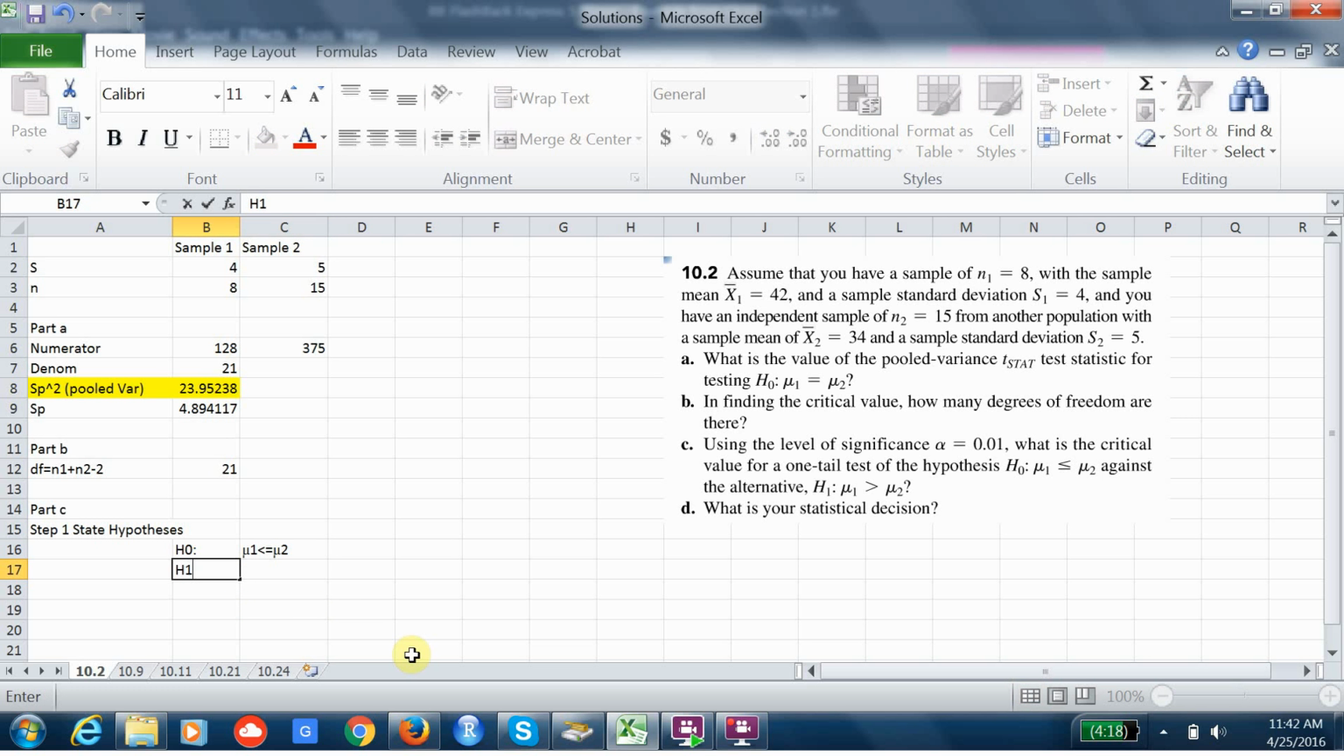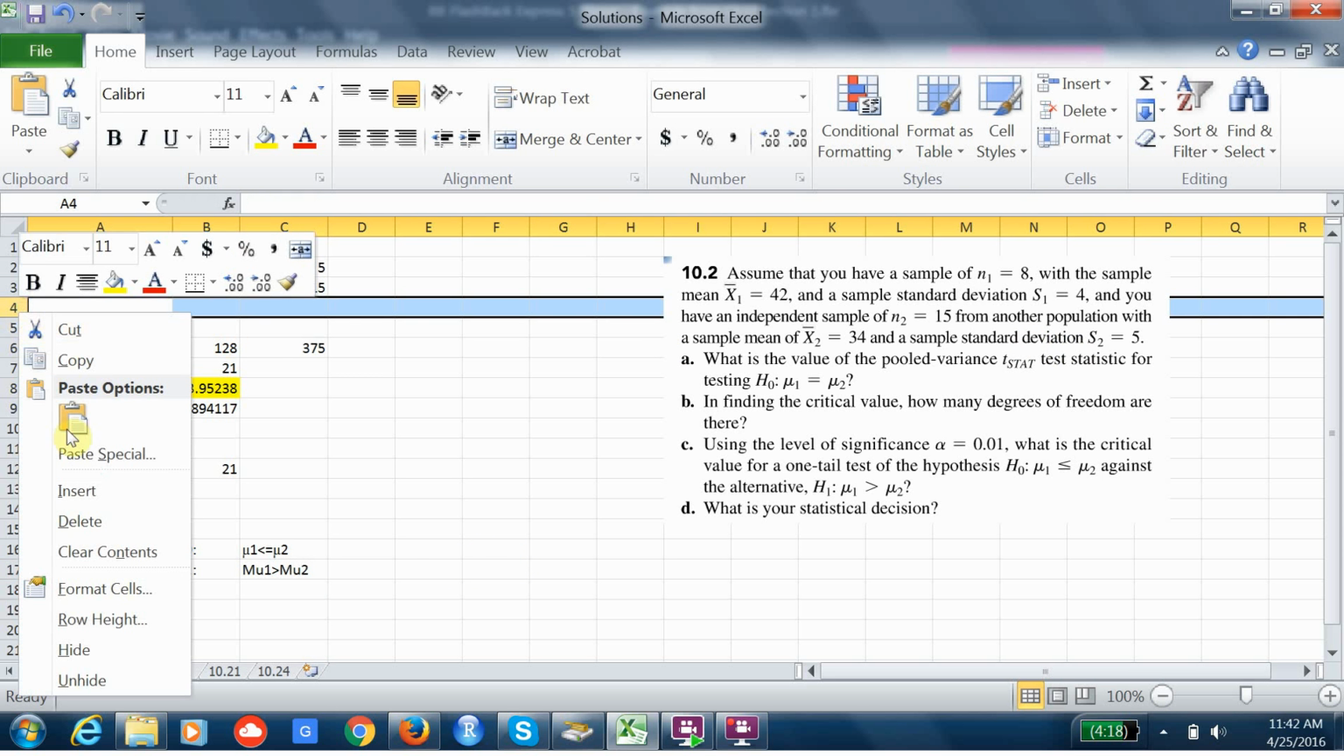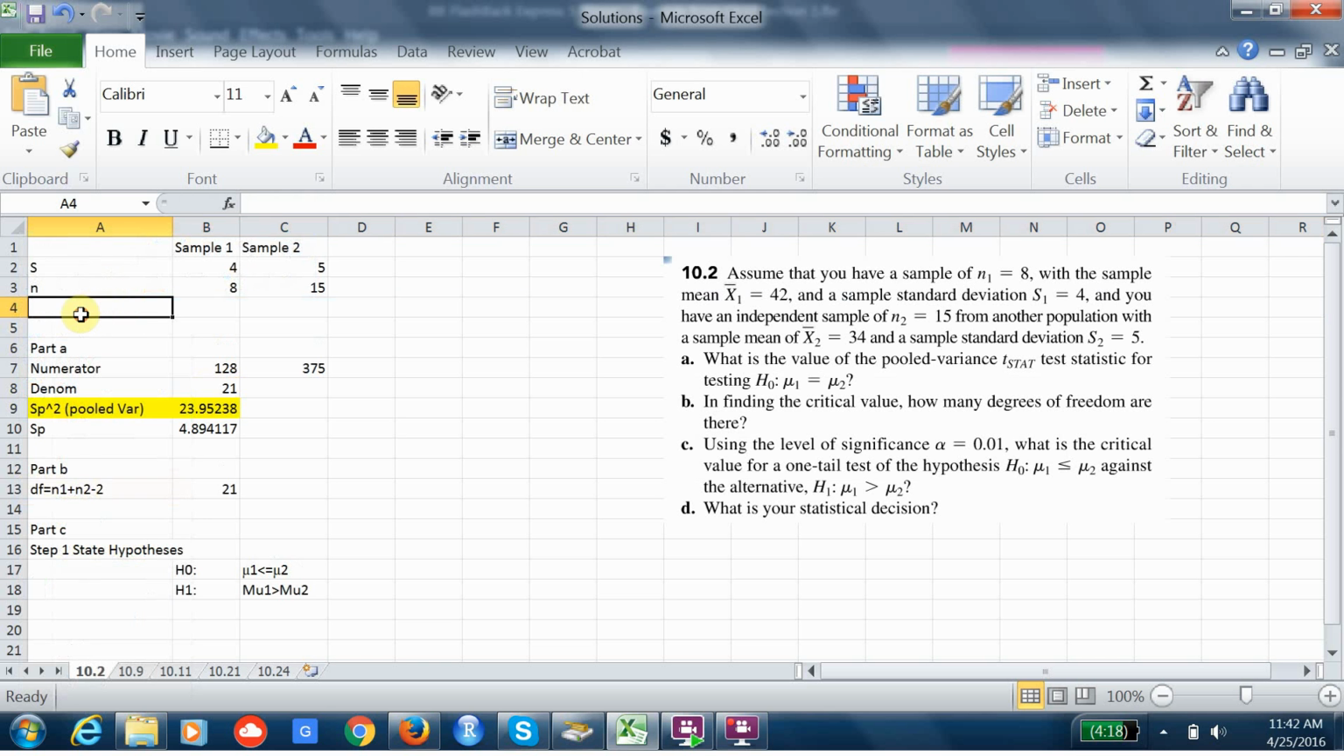And of course, the alternative is always the opposite. It's that mu1 is greater than mu2. So we're doing an upper one-tailed test. So let's go ahead. I'm going to put in x bar here too now, because this is going to be relevant since I'm doing a hypothesis test. And notice this is 42 and this is 34, so it makes sense. I'm testing to see if the difference is greater than 0.